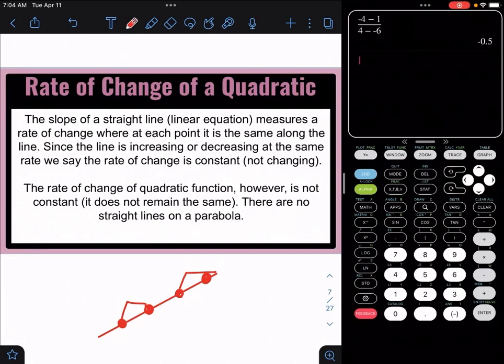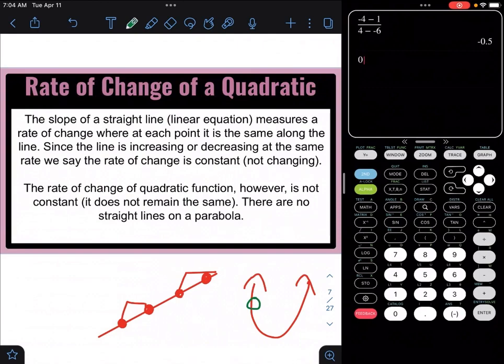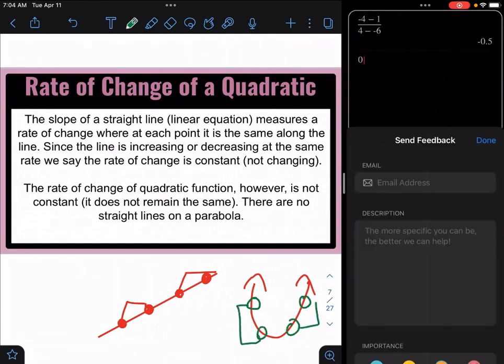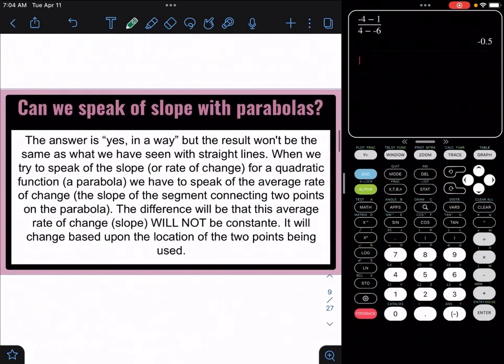The rate of change of quadratic functions, however, is not constant. It does not remain the same. Let's think about it. If I look at a quadratic right here, I can't say that it's the same because from here to here we're decreasing, where from here to here we are increasing. So the rate of change would not be constant. So, can we speak of slope with parabolas? The answer is yes, in a way. But the result won't be the same as what we have seen with straight lines.